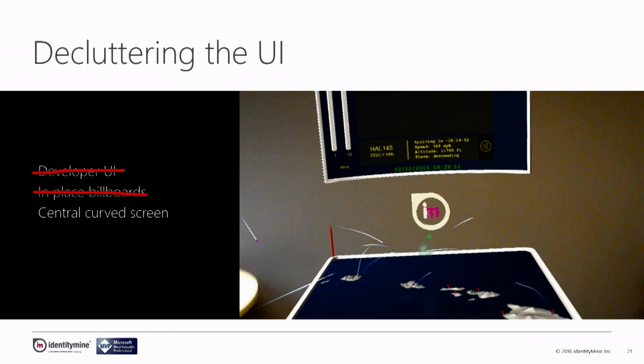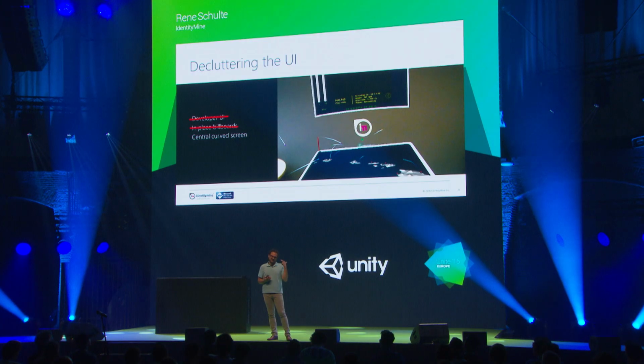So the next iteration was a central curved screen UI. We had a curved screen, which fits nicely with the human head, right? It's also curved, and you see all those curved TVs. But then we wanted to show more information in it. We wanted to show a list of flights, and we wanted to show weather information.